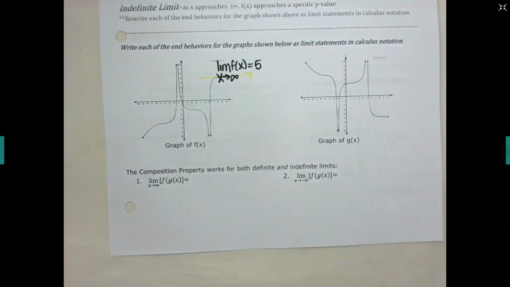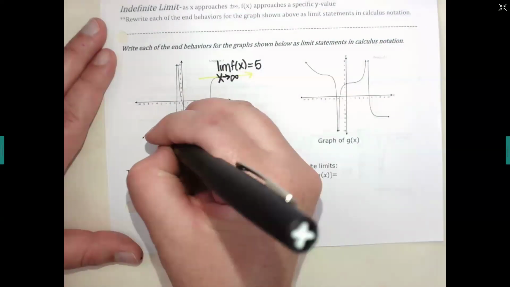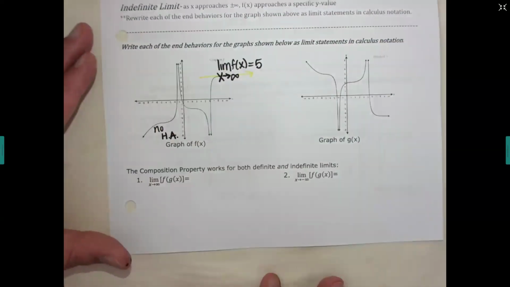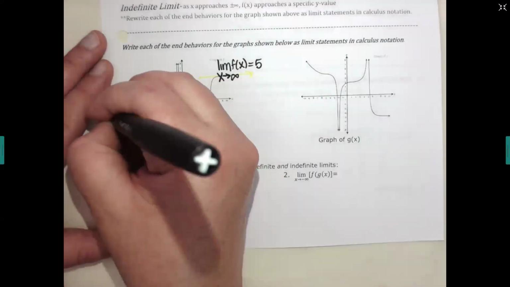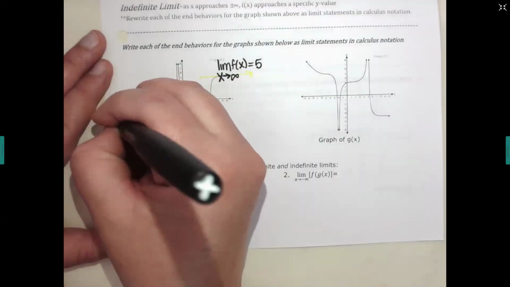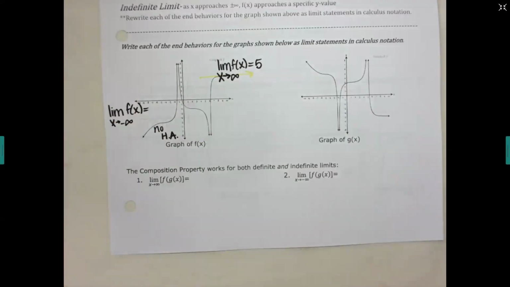Now, let's talk about the left end. You do not have an asymptote, so I'm going to put here no HA. But you can still write a limit statement for what's happening on the left side. This is what you would do. You would say the limit as my x goes to minus infinity. And if it's not curving off towards a specific number, but it points down and keeps getting down and down and down more and more, what would I put for the y value? Negative infinity.